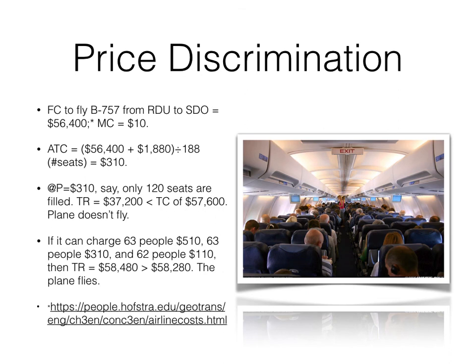However, if it can charge 63 people $510, 63 people $310, and 62 people $110, then the total revenue is $58,480, which exceeds the $58,280, and the plane will fly. And this is an example of price discrimination and why it's beneficial to the consumer. As a matter of fact, it's most beneficial likely to the high-valued user who pays the higher price, because they obviously have the more inelastic demand curve, the more pressing need for that good or service.